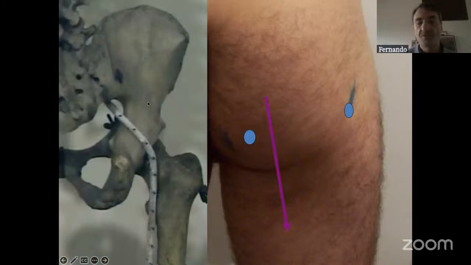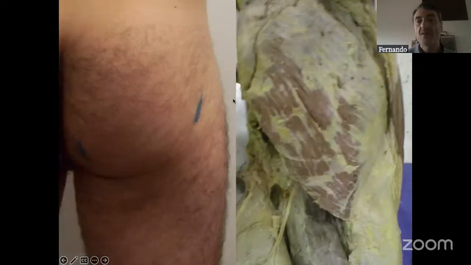So the anatomical specimen, and we will perform a dissection of the region step by step. Here we can see the skin. This is not a cadaveric specimen, of course, and this is a cadaveric specimen. We take out the skin. We can see here the fibers of the gluteus maximus muscle, and here the hamstring muscles.